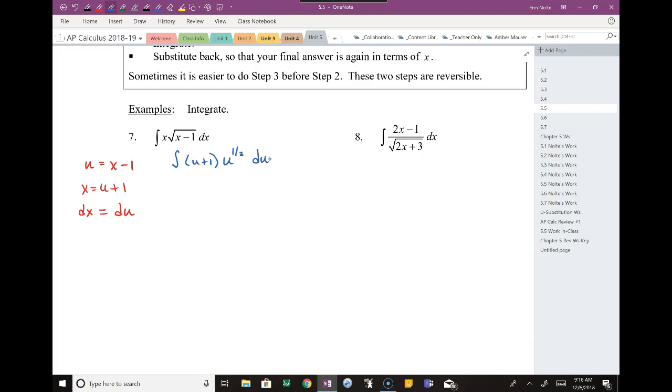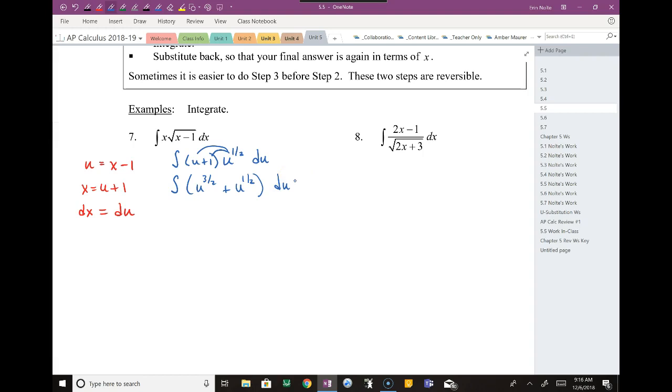Okay, so now I just have a very basic equation. I have to put it into standard form first. So I'm going to distribute the u to the 1/2 through. So what is u times u to the 1/2? U to the 3/2. And u to the 1/2 times 1 du. Okay, so I just distributed it, put it into standard form. Now I'm going to integrate it.